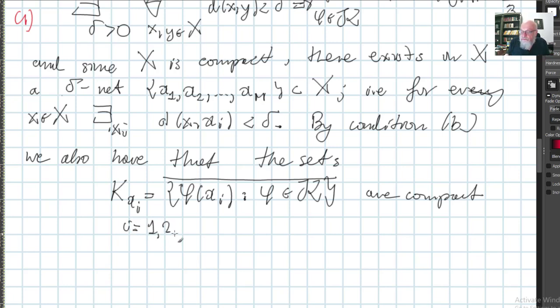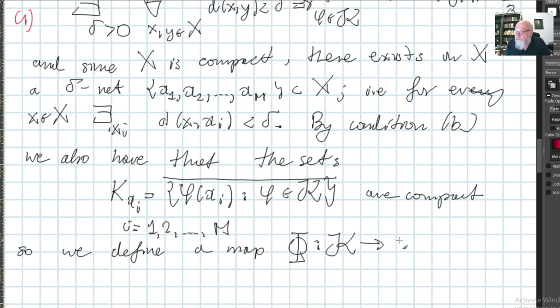So we defined a map, which I denote by capital Phi, that goes from K to the set which is the product, i equals 1 to capital M, of the sets K X_i, and this map is given simply by this formula.